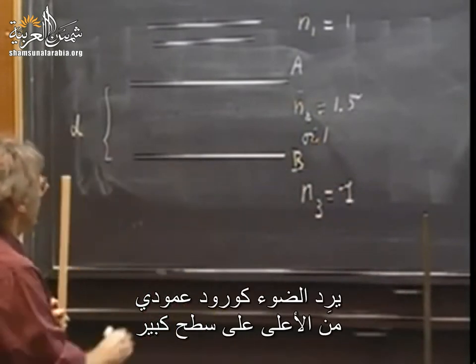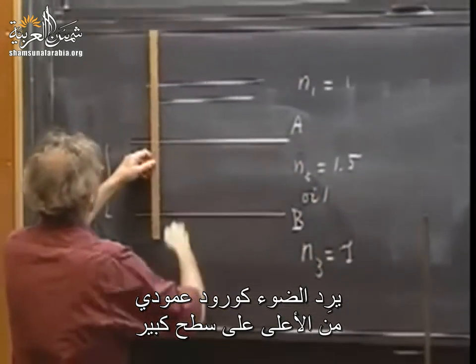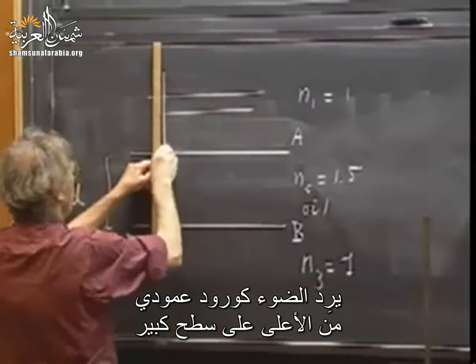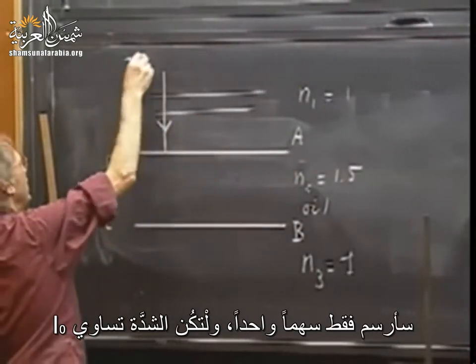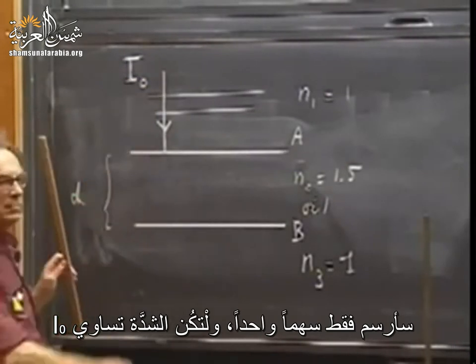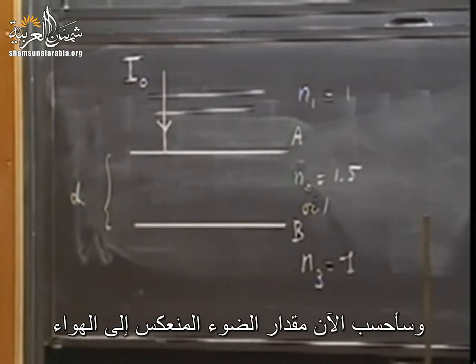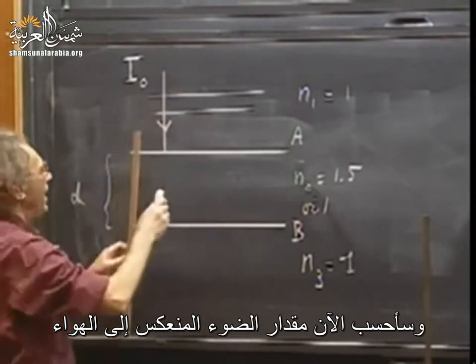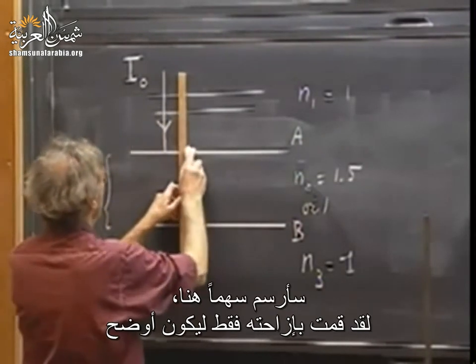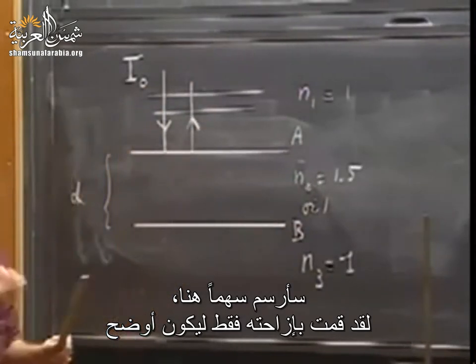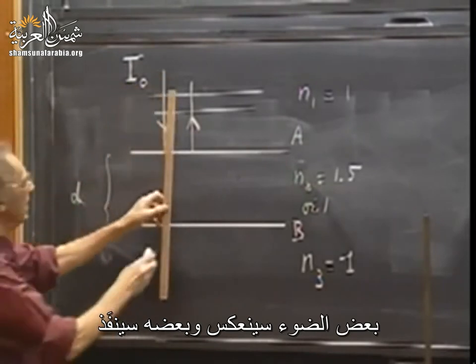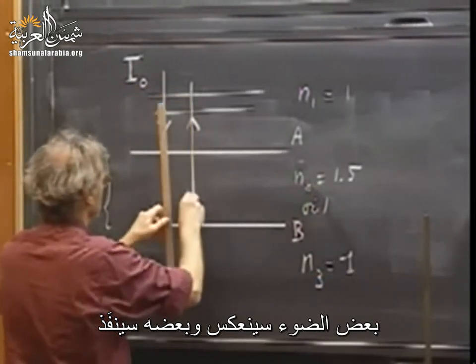So let light come in, normal incidence, comes in from above, over a large surface. I'll just put in one arrow here, and let that intensity be I0. And now I'm going to calculate how much is reflected back into the air. And I put the arrow here, so I offset it, just for the purpose of clarity. So some of it is reflected, and some of it goes straight through.